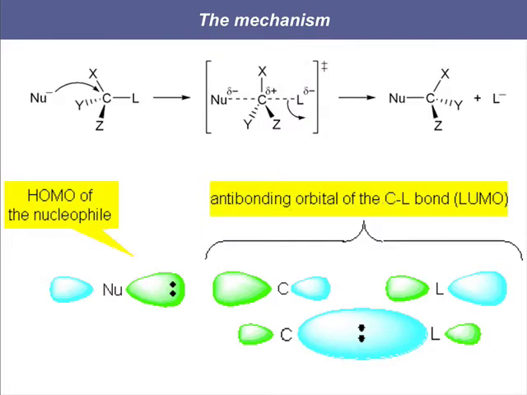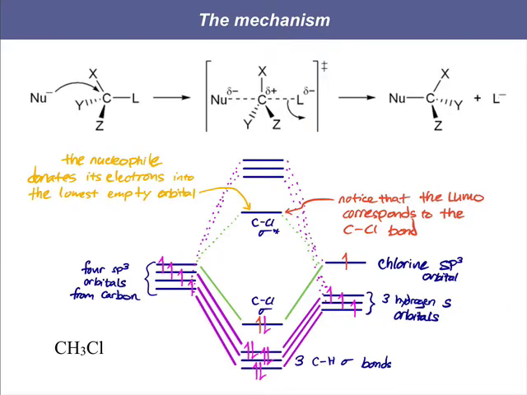Specifically, let's look at this diagram. This is a molecular orbital diagram for CH3Cl. It's been simplified just to show the valence orbitals. But for CH3Cl, here we've got 4 sp3 orbitals from a carbon. And again, they're all the same energy. I've just separated them for clarity.